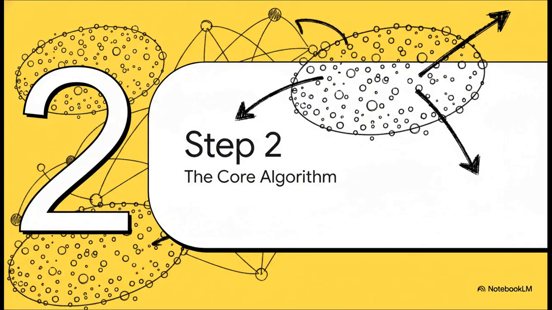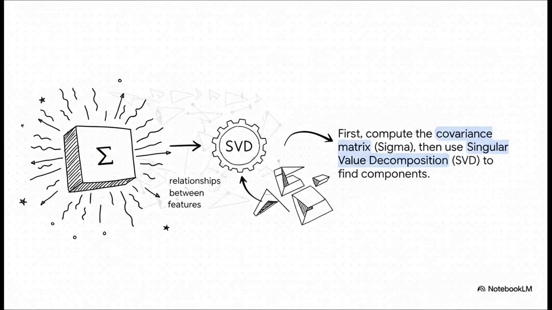Okay, our data is cleaned up and ready to go. Now we can get to the heart of PCA. Let's look at the core algorithm that actually finds those new, simpler dimensions for us. The process really breaks down into 2 main things. First, we compute something called the covariance matrix, which is just a fancy way of figuring out how all our different features relate to each other. You know, when one feature goes up, does another one tend to go up or down? Then we take that matrix and feed it into this powerhouse of a function called singular value decomposition, or SVD.